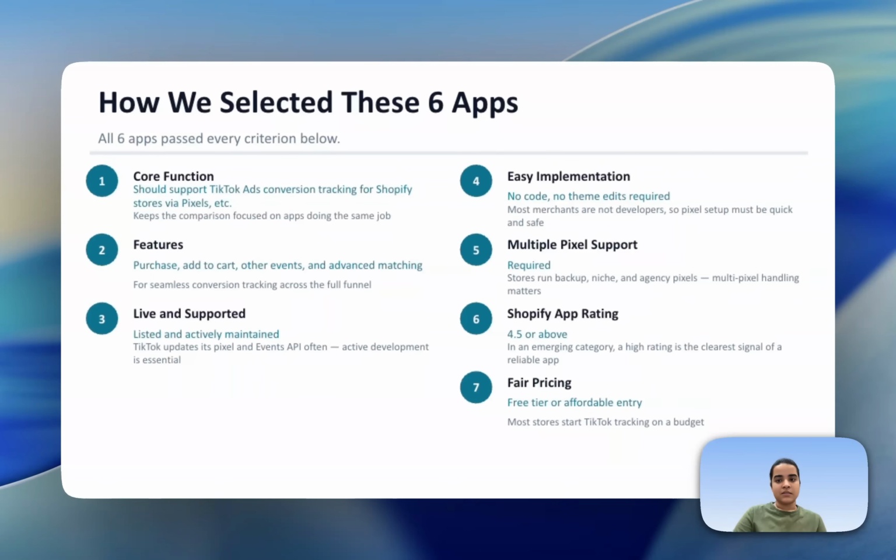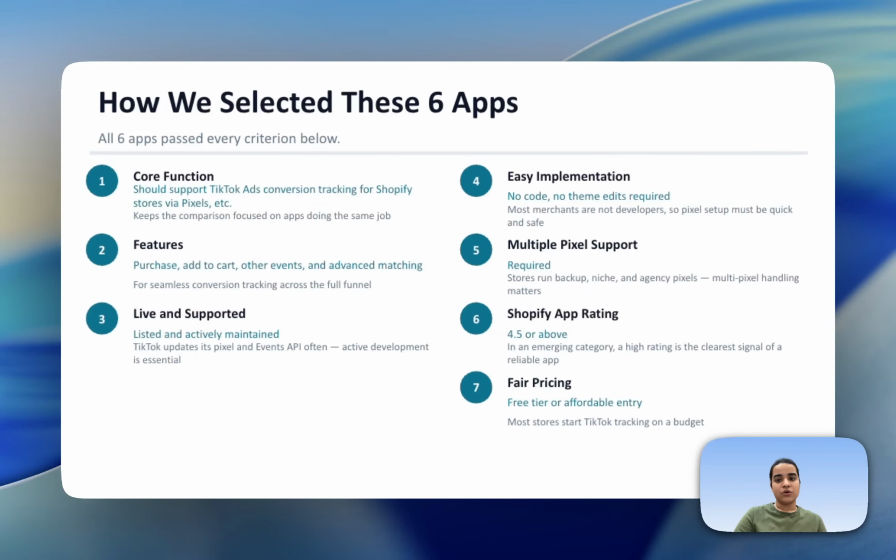Third, active maintenance. TikTok updates its pixel and events API regularly, so any app that is not actively maintained falls behind fast. Fourth, easy implementation. No code, no theme edits. Most Shopify merchants are not developers, so setup must be straightforward and safe. Fifth, multiple pixel support. Stores often run a backup pixel, a niche pixel, or an agency pixel alongside their main one. An app that only handles one pixel is too limiting.